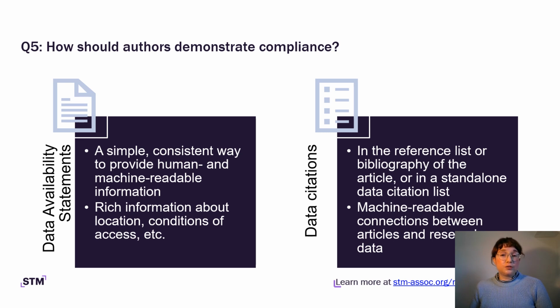Secondly, data citations should be used to refer to any datasets discussed in the body of the article, and datasets should be included in the reference list. These can be included in the existing reference list or bibliography, or in a separate standalone list of related datasets if preferred. The use of data citations allows machine-readable connections to be made between research articles and datasets, improving the discoverability of both. Requiring data citation also ensures that data creators are credited for their work and raises the status of datasets to that of other bibliographic citations, further encouraging data sharing.